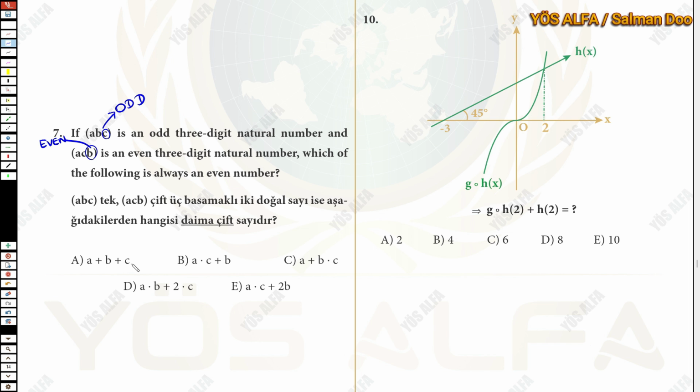Okay, A plus B plus C, we know B and C only, we don't know A, so we can't say anything for sure. For the choice B, we don't know A, so we can't say anything for sure. Here, same thing, we can't say anything for sure about A. As for the choice D, we know B, which is even, so even times any number is even, and this is even, so even times any number is even. So now even plus even is also even for sure, so our answer is D.